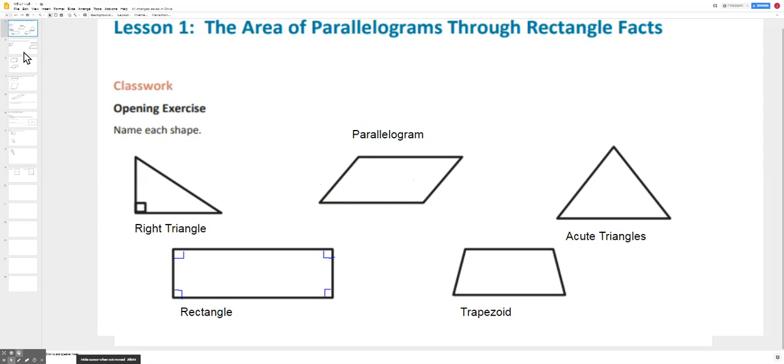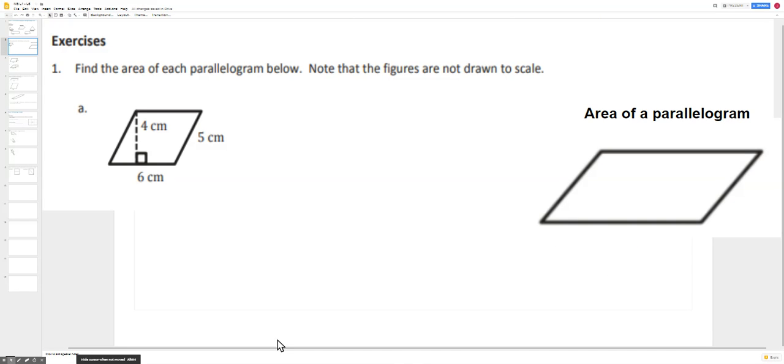Well, to find the area of a parallelogram, we need to know two things. Let's go over the formula. The area of a parallelogram is equal to the base times the height. This is very similar to the length and width of a rectangle. Remember, area of a rectangle is length times width. The base, or the B, is this portion right here. It is one of the parallel sides. So right here, this is the base, or the B.